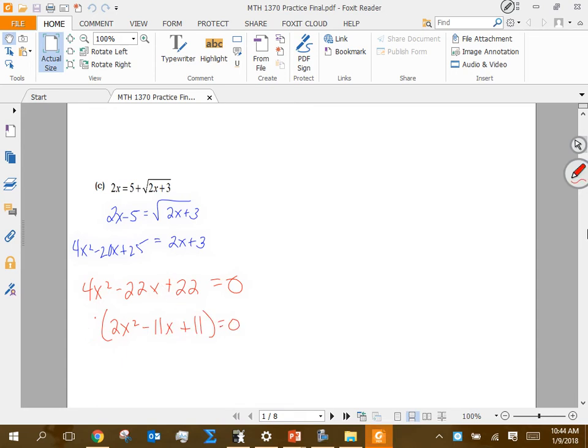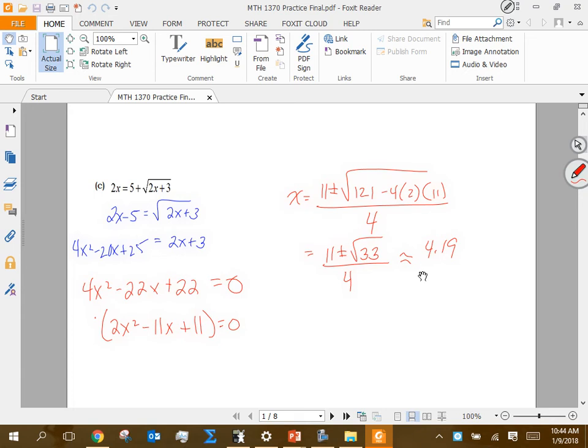And when I solve that thing, I'm looking for quadratic formula basically because that thing's not going to factor real nice. So x is equal to 11 plus or minus root 121 minus 4 times 2 times 11 all over 2a. And that becomes 11 plus or minus, that discriminant is 33 over 4. Now, remember when we square things, we probably introduce extraneous solutions. So these things approximate to 4.19 and 1.31. I just want to double check which one works.